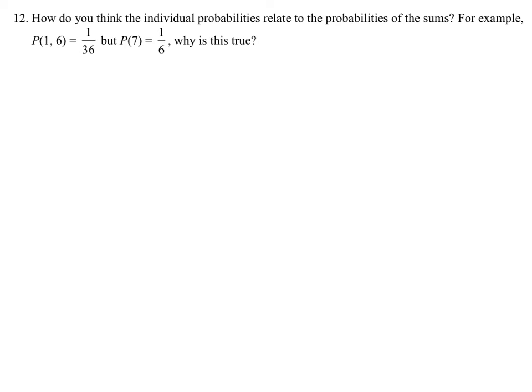How do you think the individual probabilities relate to the probabilities of the sums? For example, the probability of 1 in 6 was 1 in 36. But the probability of 7 was 1 of 6, which was just the reduced form of our 6 out of 36. Why is that true?